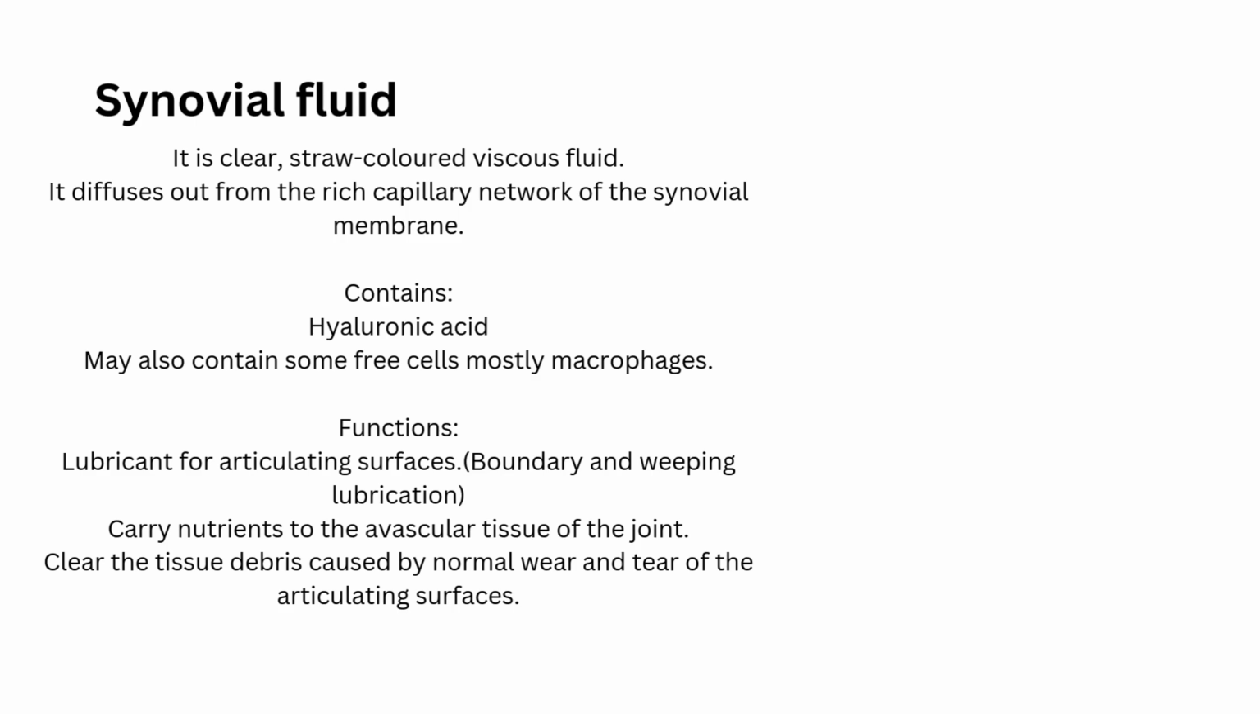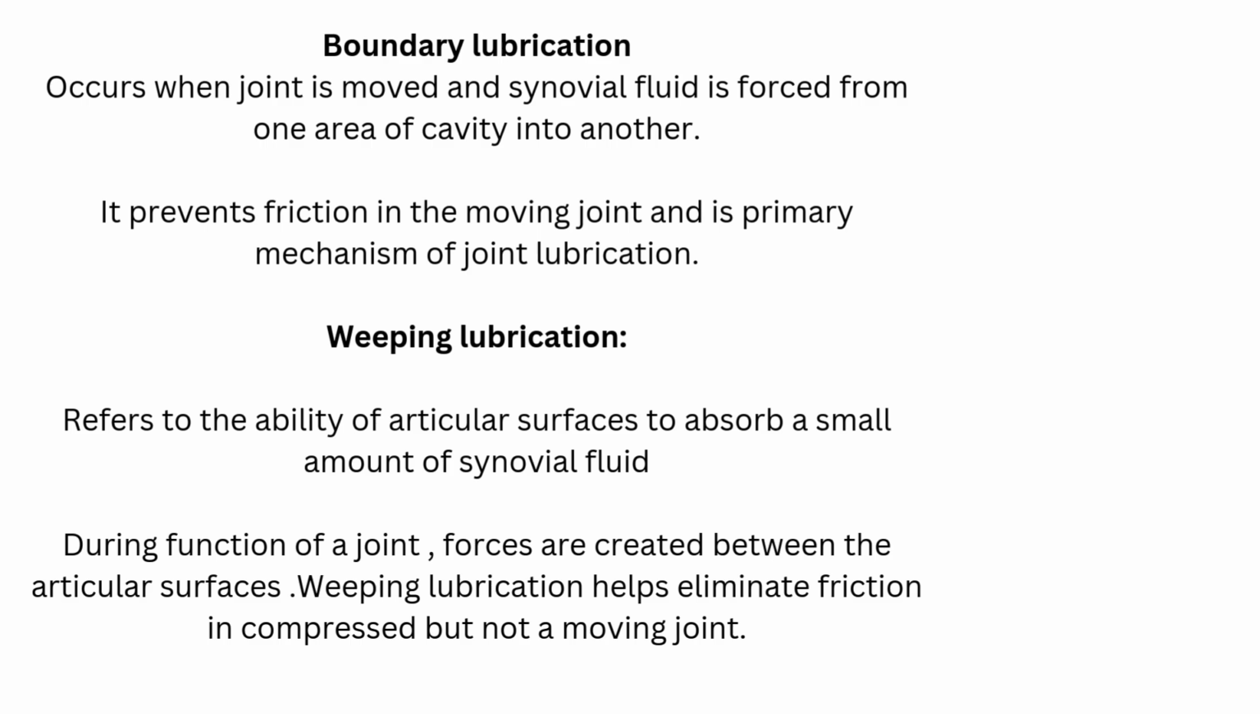Now this synovial fluid contains hyaluronic acid and some cells, most likely macrophages. The main function of synovial fluid is lubrication of the articulating surfaces. Other than that, it also carries nutrients to the avascular tissue of the joint and clears the debris which has occurred because of normal wear and tear of the articulating surface. Understood that the main function of synovial fluid is lubrication. Correct? So there are two types of lubrication. First is boundary lubrication. So what happens when the joint basically moves?